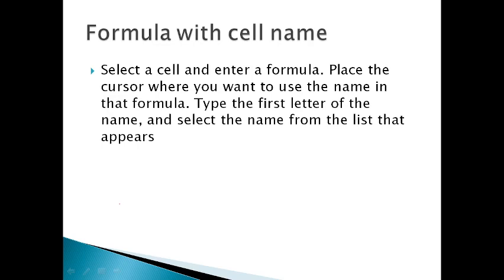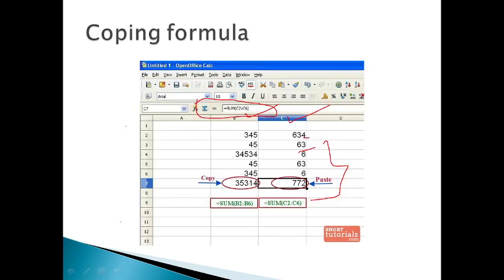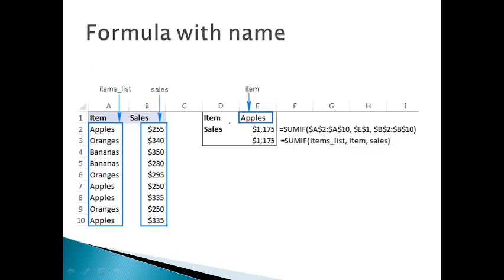Formula with cell name. You will provide some name to the cell, for example item name. So here we'll write equals to name, whatever name we have given, that we'll mention. That will be formula with cell name. Now you can see item list, item sales. Here we have written the items, here we have written the sales. So this is equals to SUM item list item sales, that is formula with cell name.